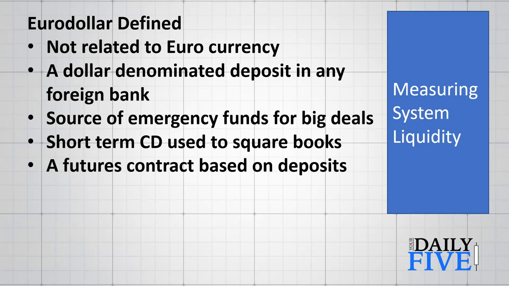Specialized banks do this kind of stuff. What they are essentially are a source of emergency funds for big deals. In other words, when a company wants to make a quick transfer of cash to another company, for whatever reason, it will use Eurodollars because they're not regulated the same way that dollar deposits are in the United States. So they're essentially short-term CDs, certificates of deposit, that are used to square books or make deals.